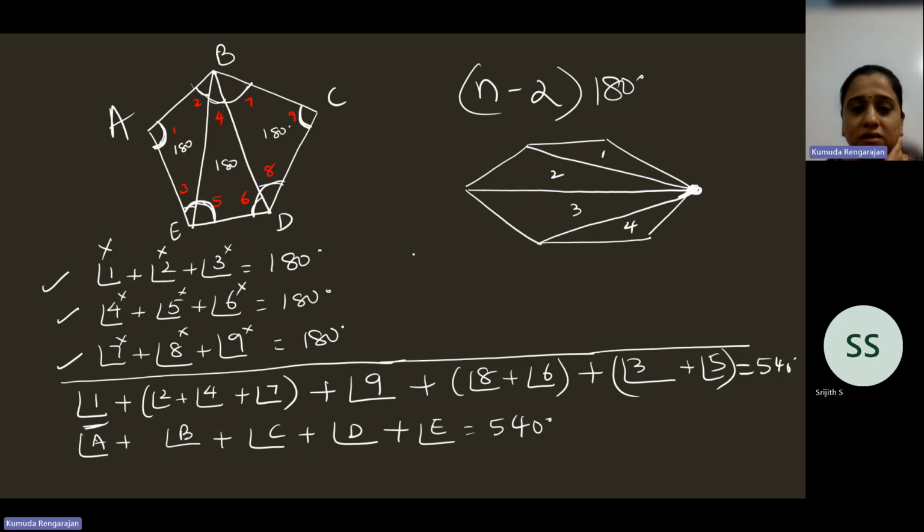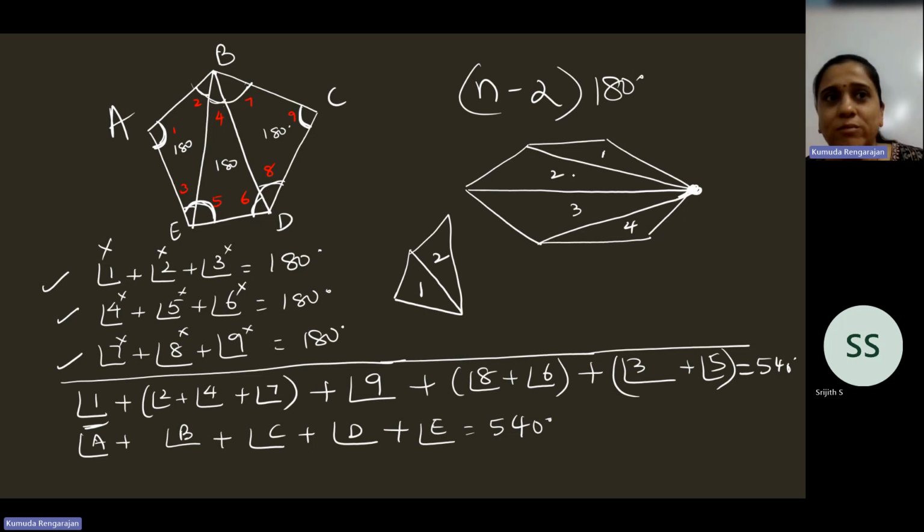Now see the quadrilateral. You can only do this one. You get 1 triangle here, 1 triangle here. A quadrilateral has 4 sides, but you're getting only 2 triangles. So the number of triangles you get is 2 less than the number of sides. That's why n minus 2. Now why into 180? Because n minus 2 is the number of triangles. For each triangle, the angle sum is 180. So n minus 2 triangles will give n minus 2 into 180.